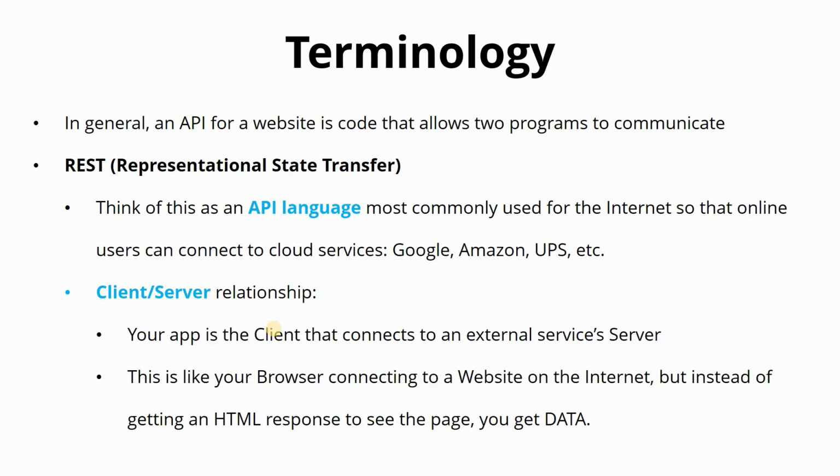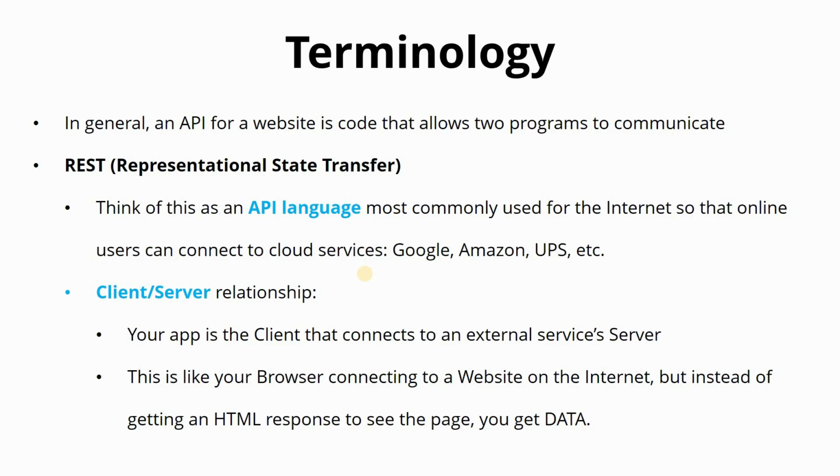So in general, an API for a website is code that allows two programs to communicate. But we're specifically going to be talking about RESTful APIs, okay? REST stands for Representational State Transfer, and you can think of REST as an API language, okay? So APIs can actually happen in multiple languages, some offline, some online. We're talking about the web-based online language that is most commonly used for internet access so that your online users can connect to cloud services. Okay, so anything like Facebook, Google, Amazon, anything that offers a REST API, that's going to be the most compatible with Bubble apps.